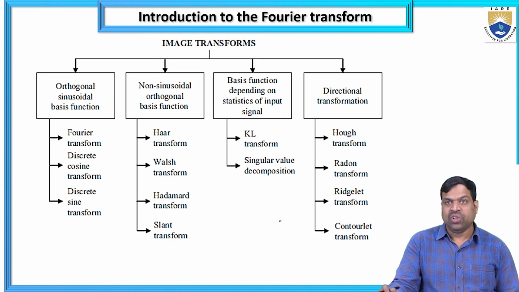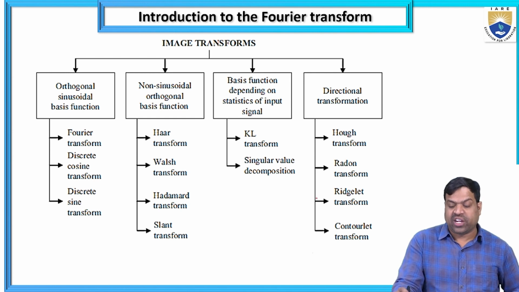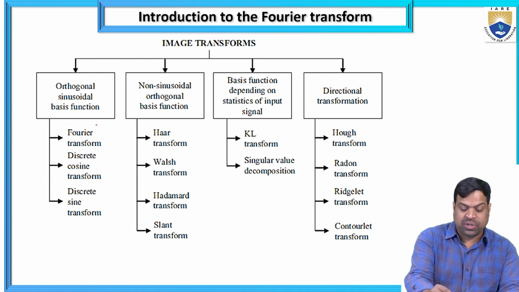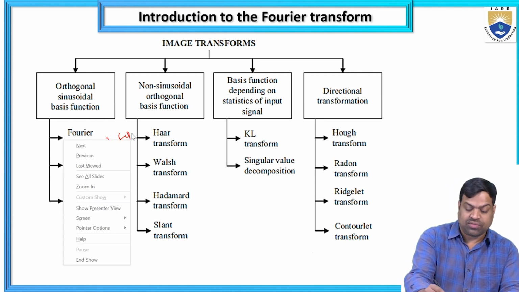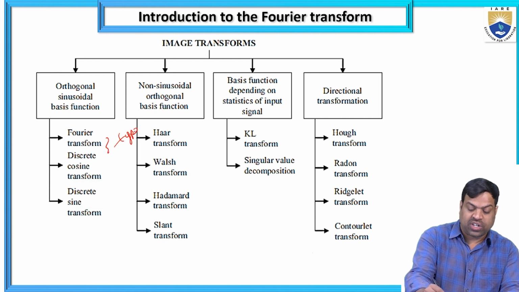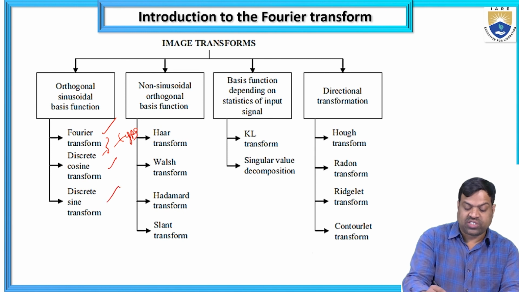So what image transforms are there? Here there are 4 types of image transforms. The first one is orthogonal sinusoidal basis function, then non-sinusoidal orthogonal basis function, then basis function depending on statistics of input signal, and directional transformation. In the orthogonal sinusoidal basis function there are 4 types, but majorly we are taking 3 types. What are the 3 types? I am taking Fourier transform, discrete cosine transform, discrete sine transform. So these are the 3 types.